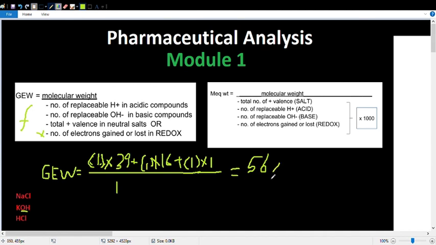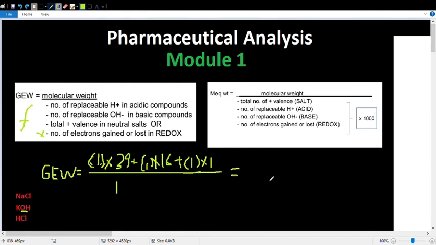In order to find the milli equivalent weight, we divide it by 1,000. That 1,000 has three zeros, so the decimal moves 3 digits. So our milli equivalent weight will be equal to 0.056. So that's our milli equivalent weight for potassium hydroxide.